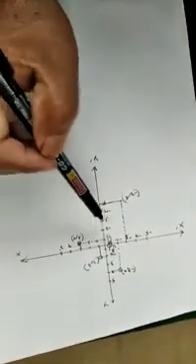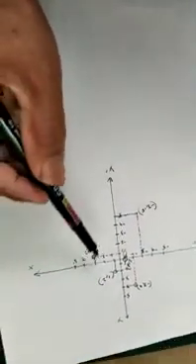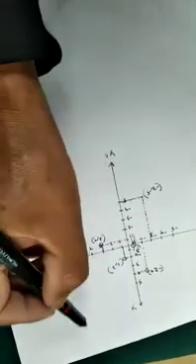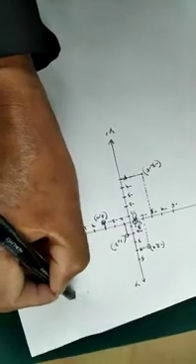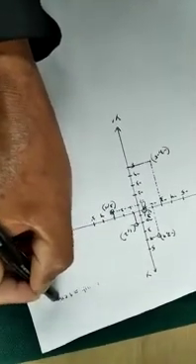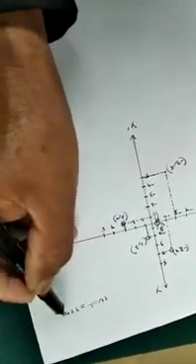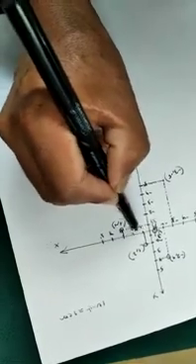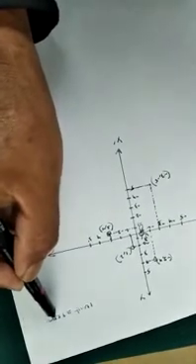When you draw these points, you can write a scale as 1 unit is equal to 1 centimeter. We are taking the distance between these two points as 1 unit, equal to 1 centimeter.